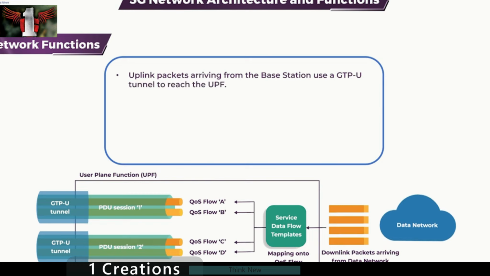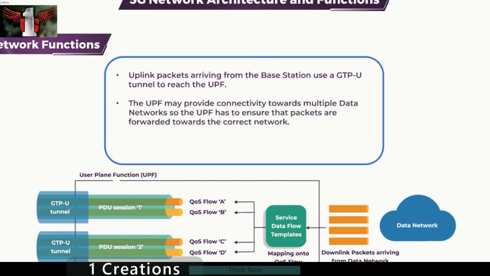Uplink packets arriving from the base station use a GTP-U tunnel to reach the UPF. The UPF has to remove the packet headers belonging to the GTP-U tunnel before forwarding the packets into the external data network. The UPF may provide connectivity towards multiple data networks, so the UPF has to ensure that packets are forwarded towards the correct network.